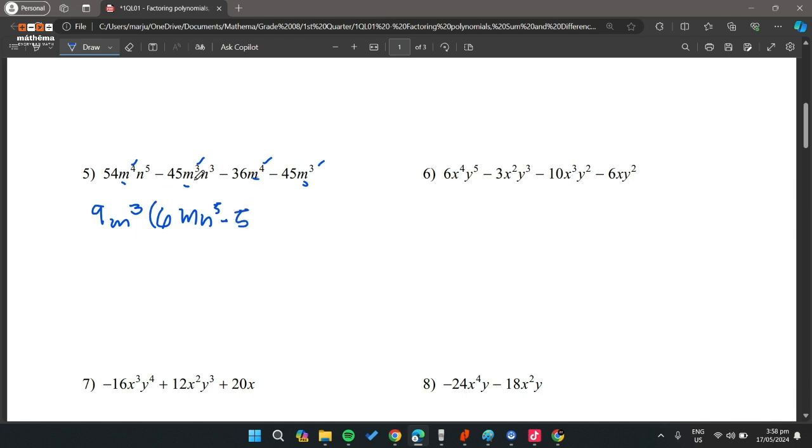And then we have cancel out m cubed. What will remain is n cubed minus 36 divided by 9, that is just 4. 4, and then we have m minus, again, this is now 45m cubed divided by 9m cubed, that is just minus 5. So that will be our answer. Alright, I love this lesson.